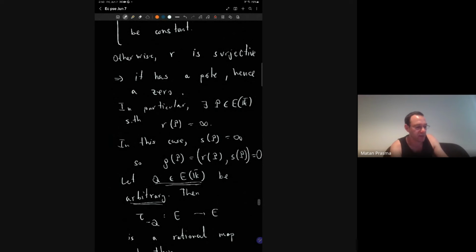If it is surjective, it has to have a pole and a zero, because surjective means that there is some point Q such that R of Q is infinity. Remember, surjective means surjective on the projective line.